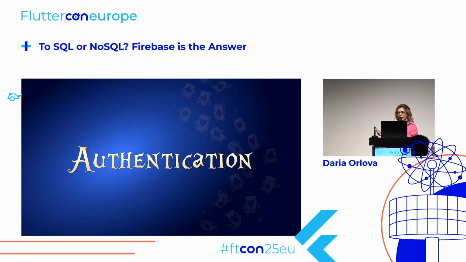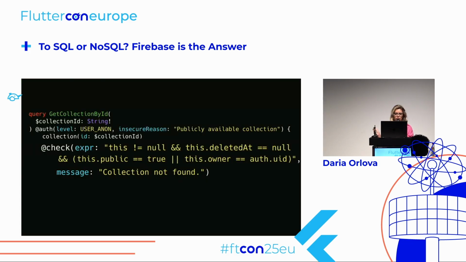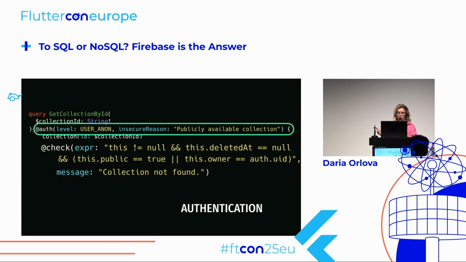Now let's return to the authentication that we have omitted earlier. Authentication is possible thanks to Firebase authentication here. The way authentication works in DataConnect is that you control the security on every operation. So you have to specify this on every operation. Otherwise, it's no access by default.